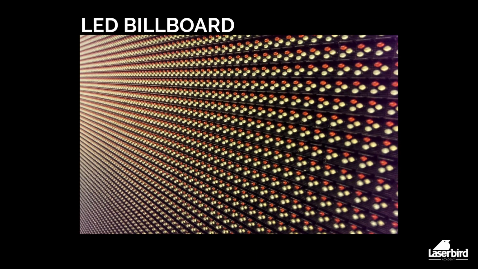And it works the same way with LED billboards, except just much bigger. So each pixel has 3 different colored LEDs, red, green, and blue, and each one of those LEDs is shining at a different brightness in order to get millions of different colors.